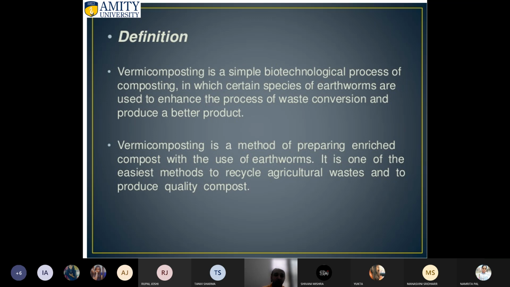When it comes to mankind, we show kindness here, but our motto is the priority of how we can reap anything out of anything that is happening on the planet. So again, we are using it. Vermicompost is a method of preparing enriched compost. It was a big thing I just mentioned: when we compared both composts, this compost was really good in quality, in content, in nutrition that will be provided to the plants, in comparison to the normal compost. It is one of the easiest methods to recycle agricultural waste and to produce quality compost.